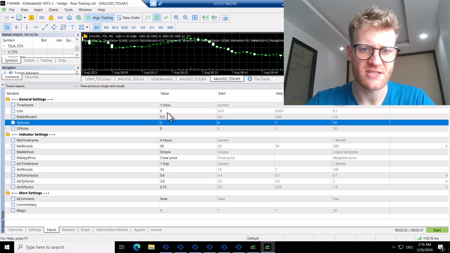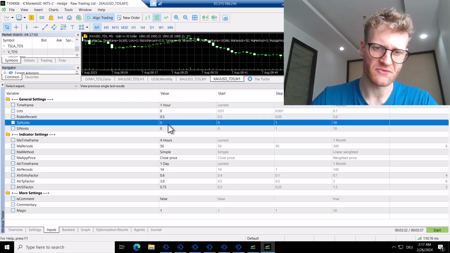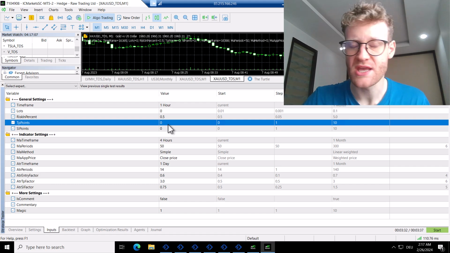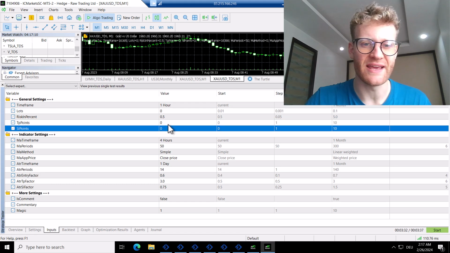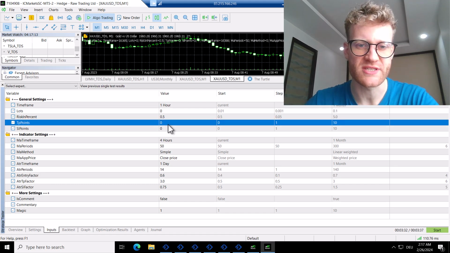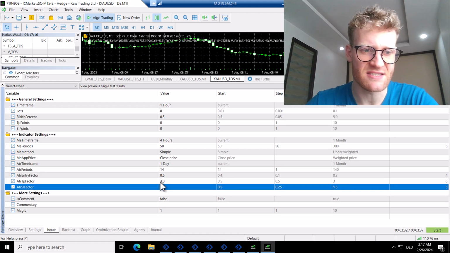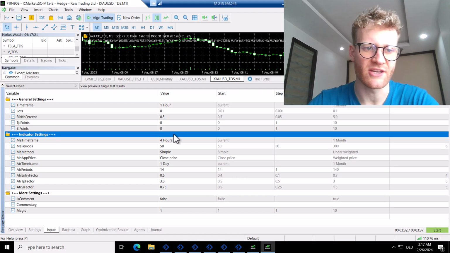We can use a fixed lot size or a risk in percent. I will go with a risk in percent of 0.5. Then we have TP points, SL points, which I do not use. So maybe if I do the programming tutorial for this expert advisor later, you will not even find these options, because here I am working with TPs and SLs based on the ATR indicator. But let's talk about the indicator settings more.